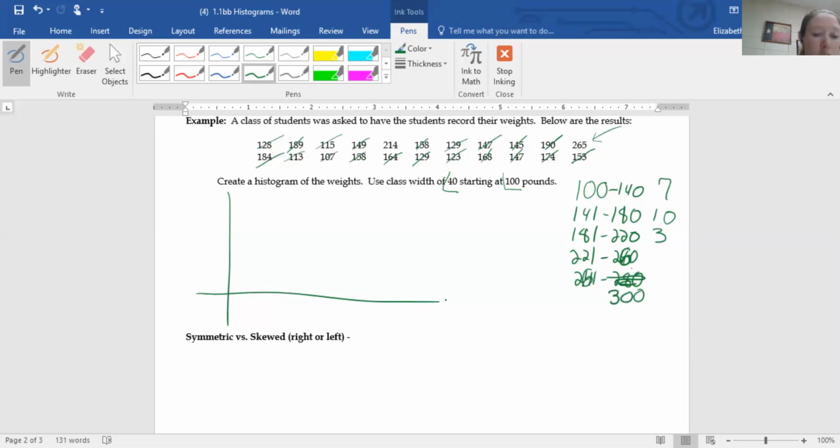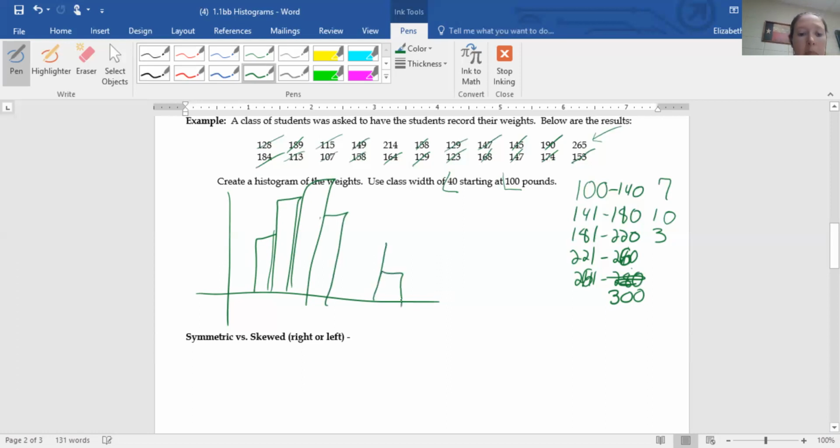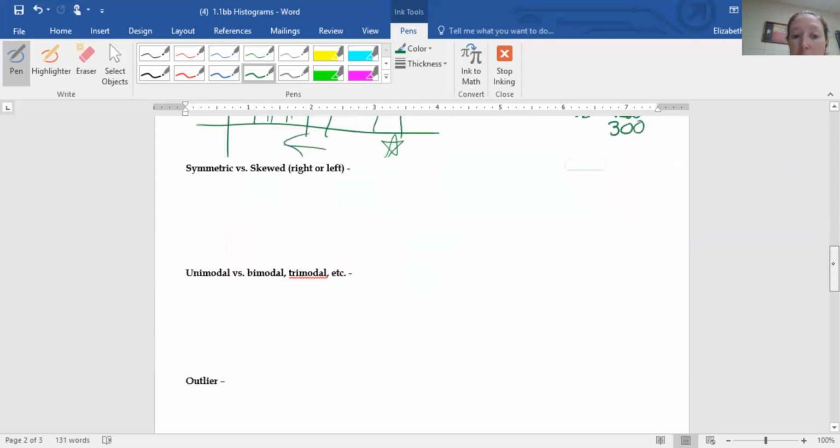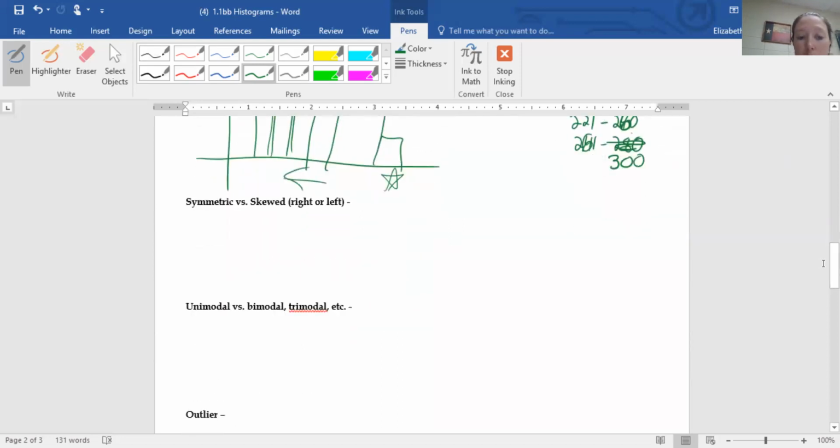And our histogram should look something like this once we get it all done. Because we're going to notice that most of our data is centered to the left, and I've got one guy over here on the right at this 265. All right, so next we need to talk about the shape of our graph, symmetric versus skewed.